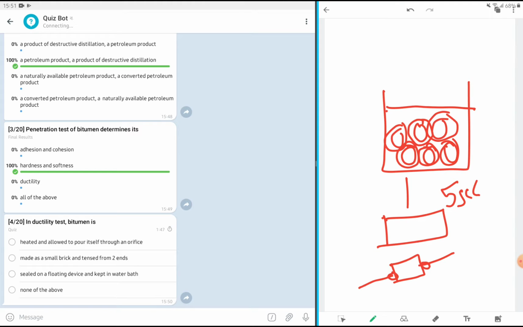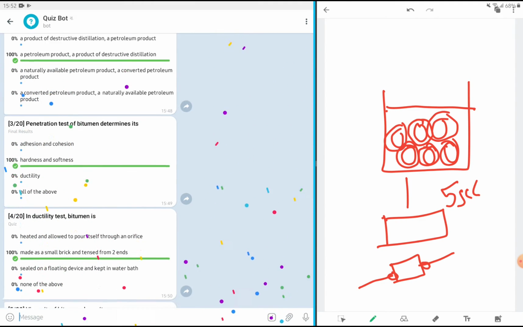We will carry out the stretching process till the thread breaks, and this elongated thread length is reported in centimeter. The ductility of the bitumen is reported in centimeter. So what we are doing in the ductility test is making a small brick and stretching it from two ends. The simplest logic is provided in the option which says made as a small brick and tensed from two ends, so that is the correct answer.